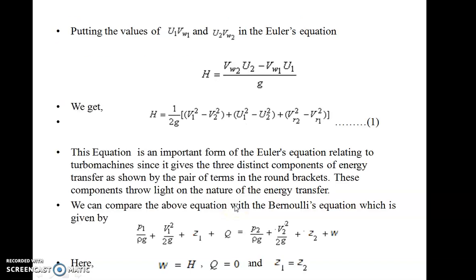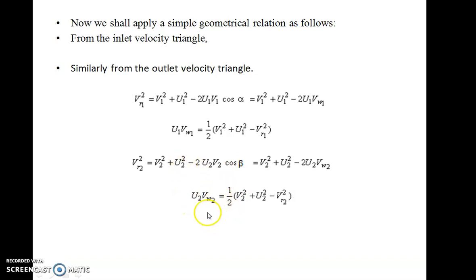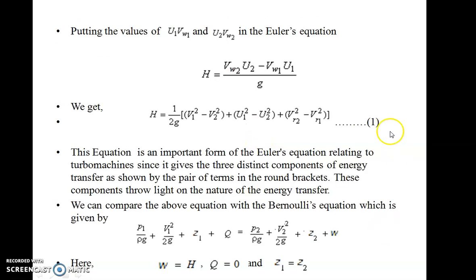So if you simplify this and put this in Euler's equation, the value of VW2 U2 and VW1 U1: VW2 U2 is minus of half V2 square plus U2 square minus VR2 square, and VW1 U1 is half V1 square plus U1 square minus VR1 square. Euler's equation, which is head, can be given as VW1 U1 minus VW2 U2 upon g. This is a general term, but for a turbine it is VW1 U1 minus VW2 U2 upon g.